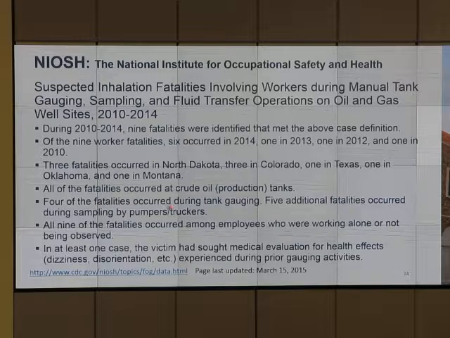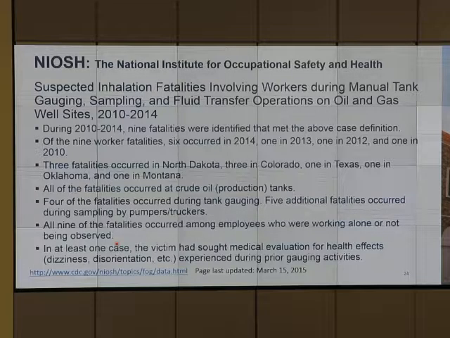4 of them happened during tank gauging. If you want to know how much is inside, open it, you die. So if there is some other way, use some other way. Don't try to open it unless you need to. Then you stay upwind, and wear proper PPE. 5 additional fatalities occurred during sampling by pumper truckers. All 9 fatalities occurred among employees who were working alone or not being observed. So when they go alone, they collapse.